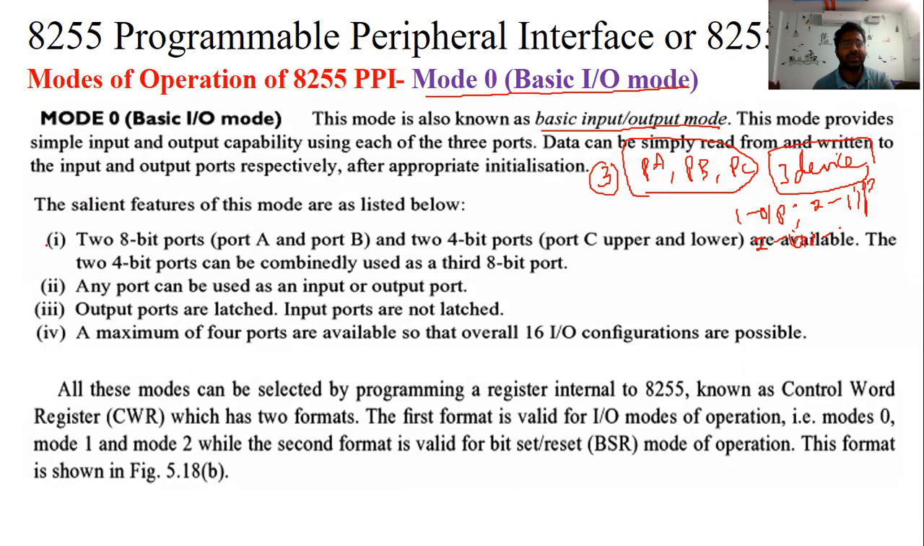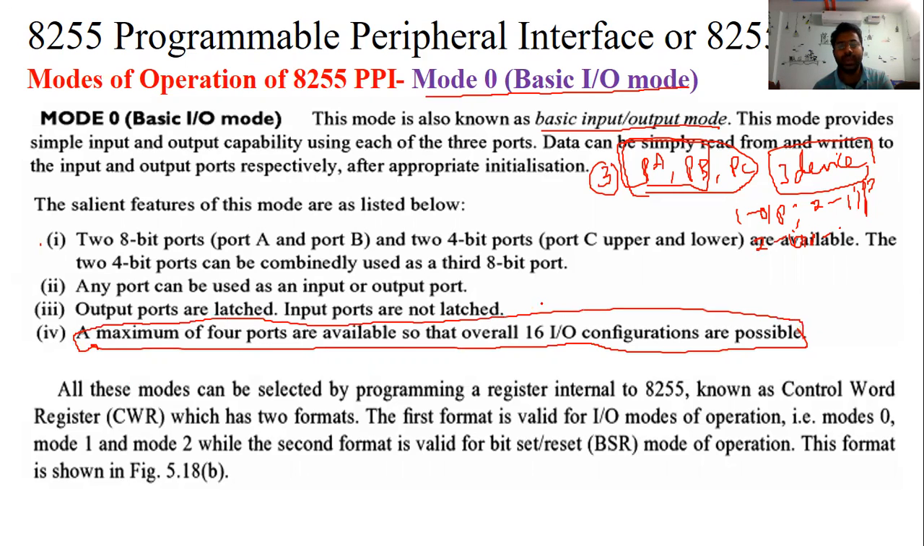So what are the features of this mode? Just see this. Whenever you want, by combining any 2 ports, port B and port C, it will work as a 16-bit configuration, which is also possible. If the input output device is a 16-bit device, at that time you can combine any 2 ports, preferably port A and port B. At that time it works as a 16-bit input output port.